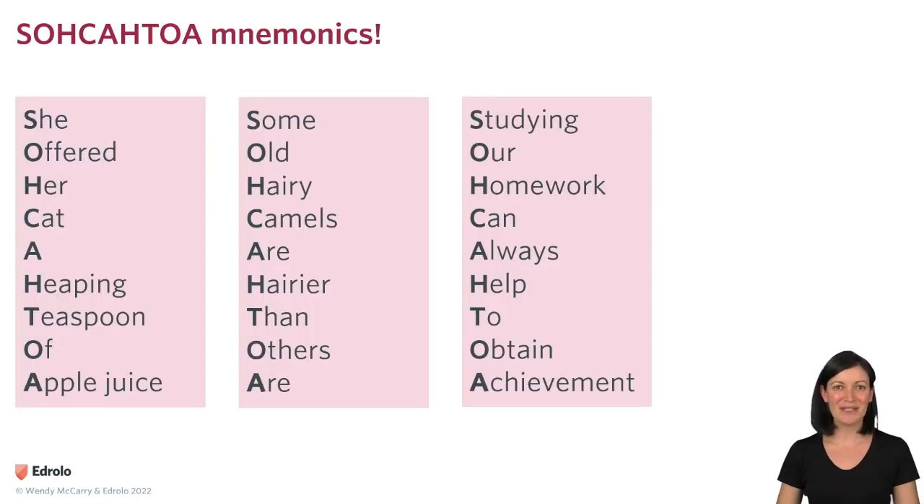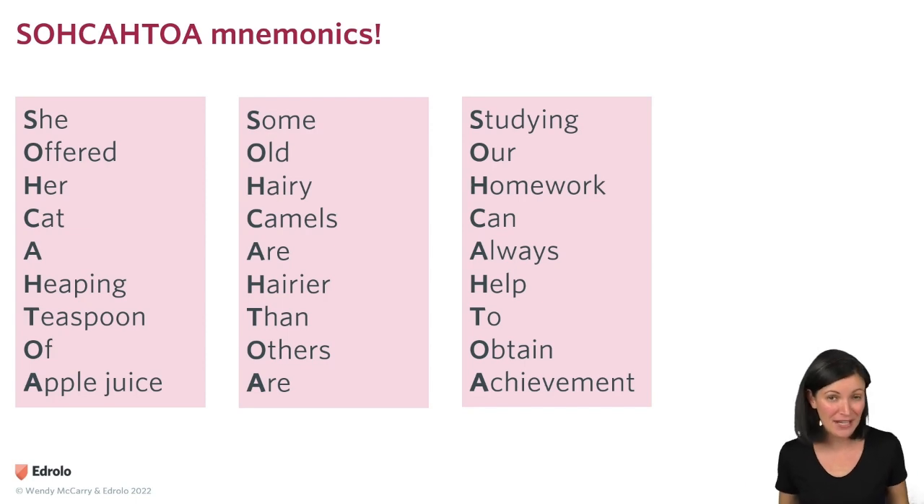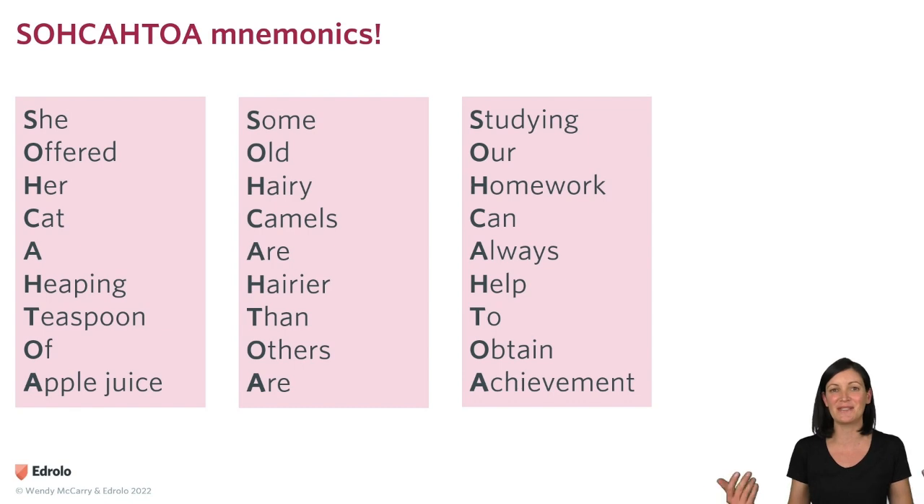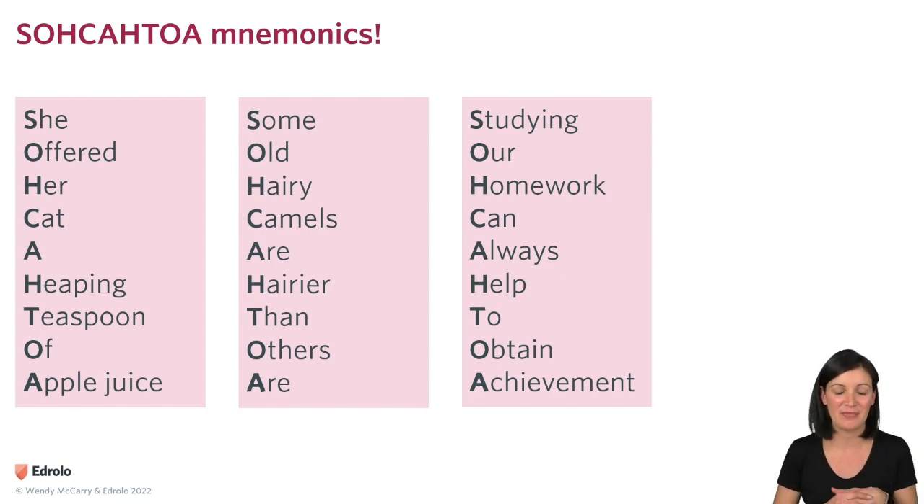Okay, so good old SOHCAHTOA. You probably remember this word. I don't think I'm ever going to forget the word SOHCAHTOA. And if you ask any adult if there's one thing they remember from their maths class, this is probably the word they remember. But if you have some trouble remembering your trig ratios or anything in maths, it's always good to make up a mnemonic. This is a saying, so I'll read the middle one: Some old hairy camels are hairier than others are. This is just a way to remember a phrase or a word, some sort of funny rhyme or whatever. Okay, let's get into the lesson.